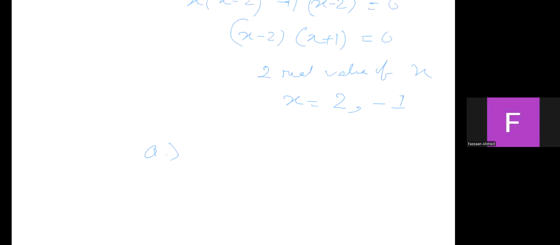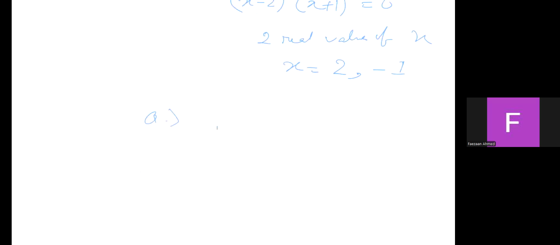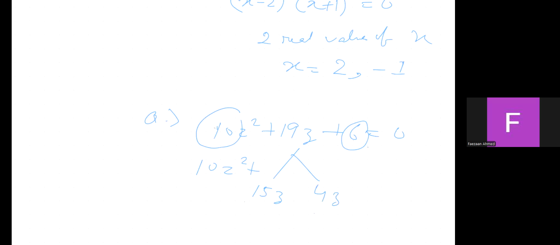We'll go to the last question, which is 10z square plus 19z plus 6 equals 0. What is the coefficient? Is it equal to 1? No. So we'll convert them into an appropriate form such that when you multiply the coefficients, you get the constant into a: 15 into 4, 6 into 10, 15 into 4. So 10 into 6 is how much? 60. 15 into 4 is also 60. So this hopefully should work. And then you have the same constant term.